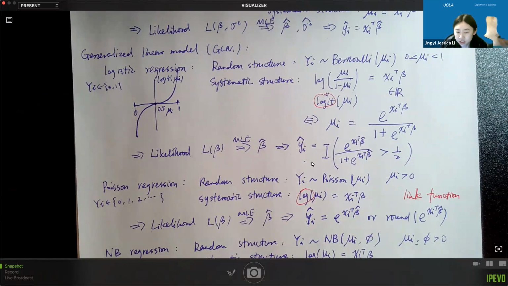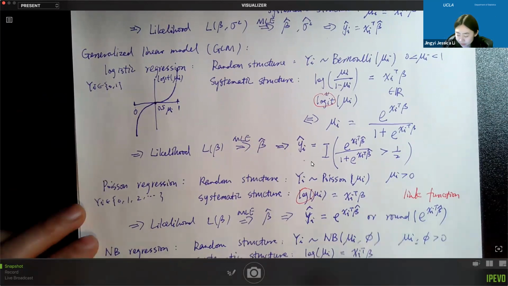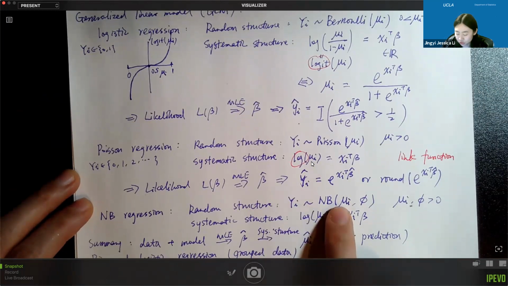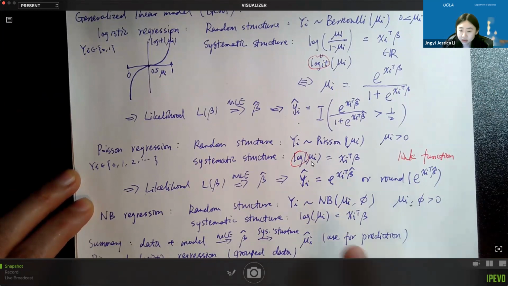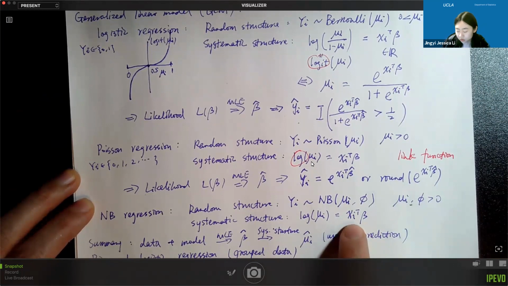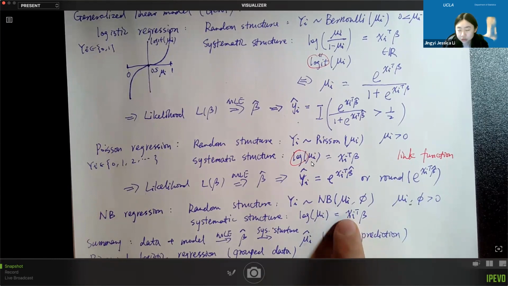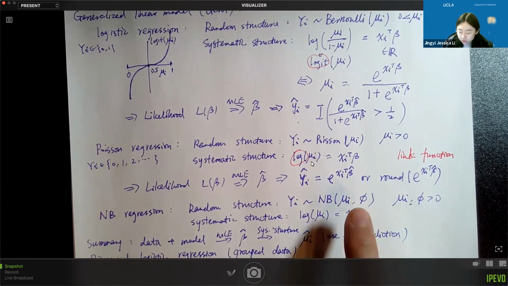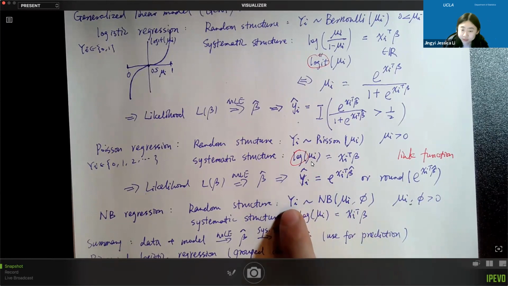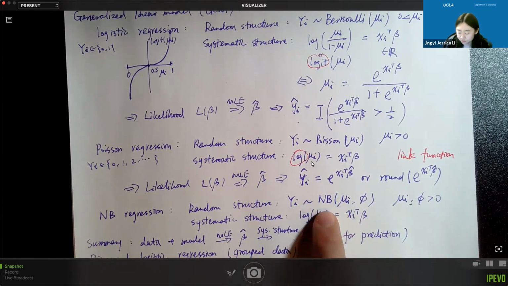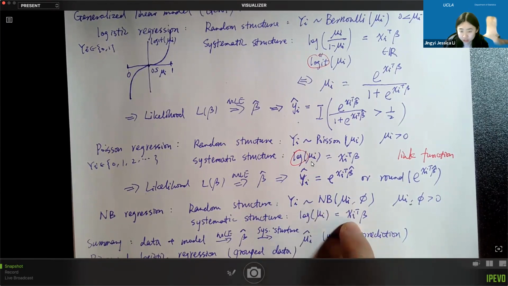But no matter what, you always want to link the expectation of your response, which we call mu i, the expectation of yi, in some way to a linear function of the features or predictors. So here the features are something you have already obtained, and you want to show how each feature's value is associated with the value of the response. So under the Poisson regression or NB regression, for example, you are basically assuming that the log of mu i is a linear function of the features.